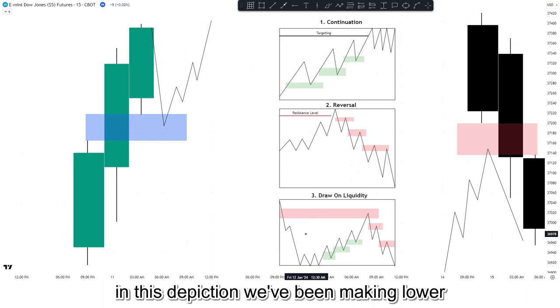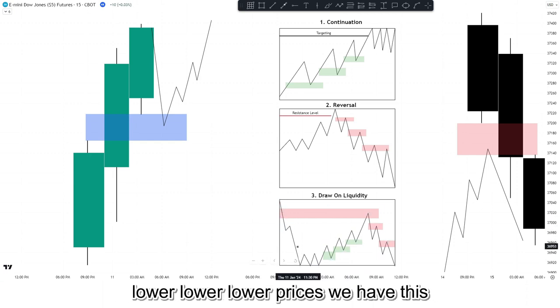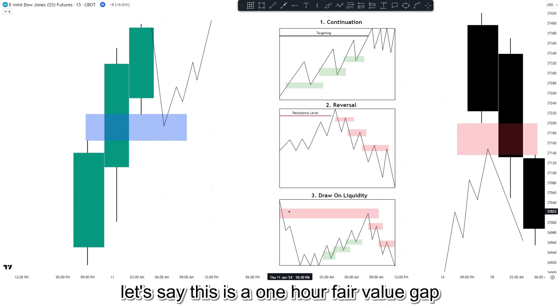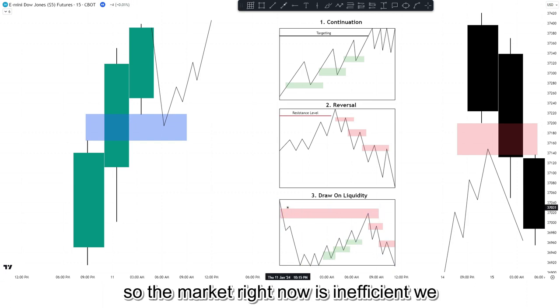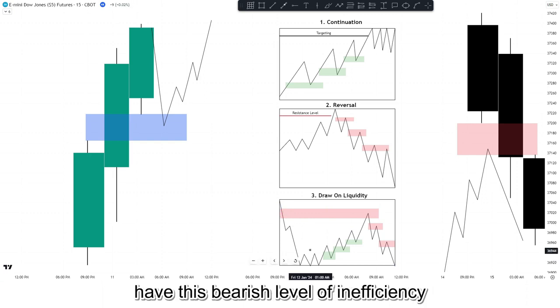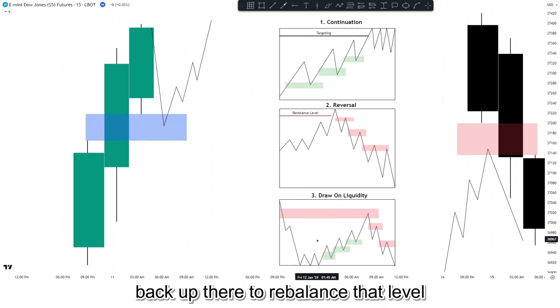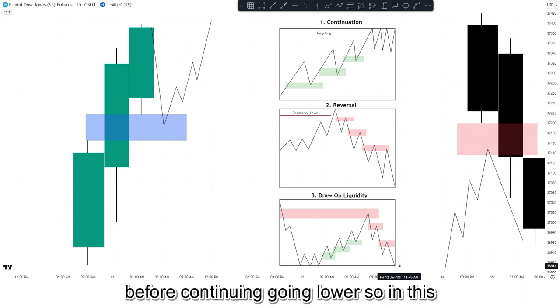For example, in this depiction, we've been making lower prices. We have this bearish fair value gap all the way up here. Let's say this is a 1 hour fair value gap. So the market right now is inefficient. We have this bearish level of inefficiency above us, and the marketplace wants to reach back up there to rebalance that level before continuing going lower.